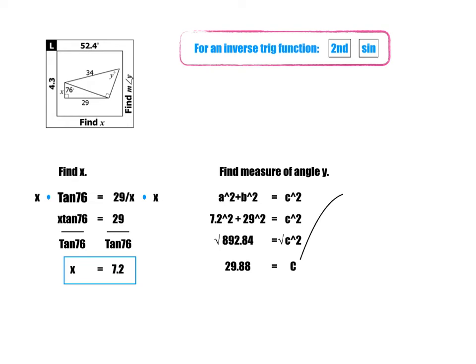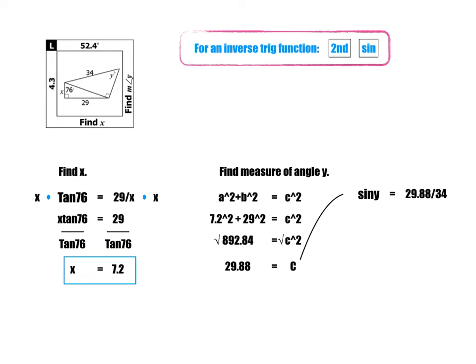So we'll go up here, and oops, I clicked that too fast. But from y, we now know that bottom side is going to be the opposite, and 34 is our hypotenuse. So that's how we get sine. We say sine of y equals the opposite, which is 29.88, over the hypotenuse, which is 34.